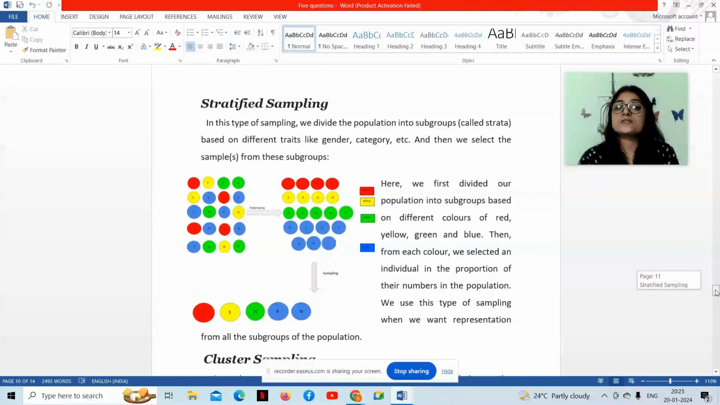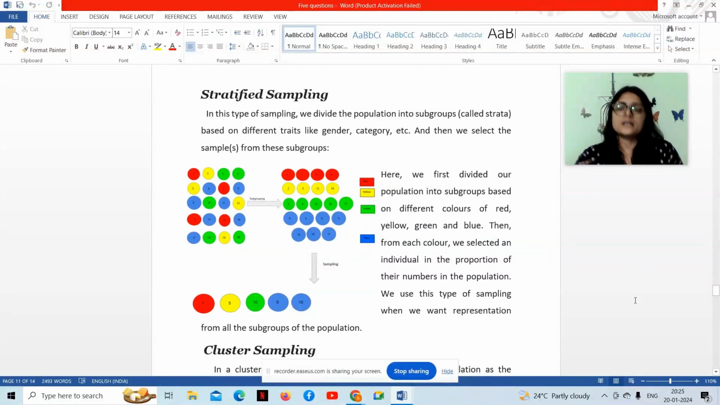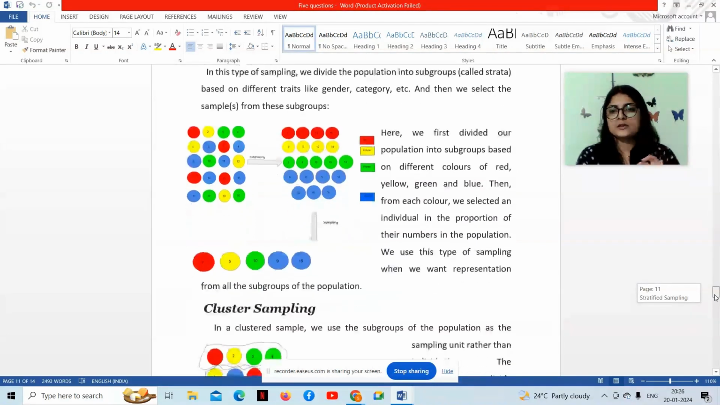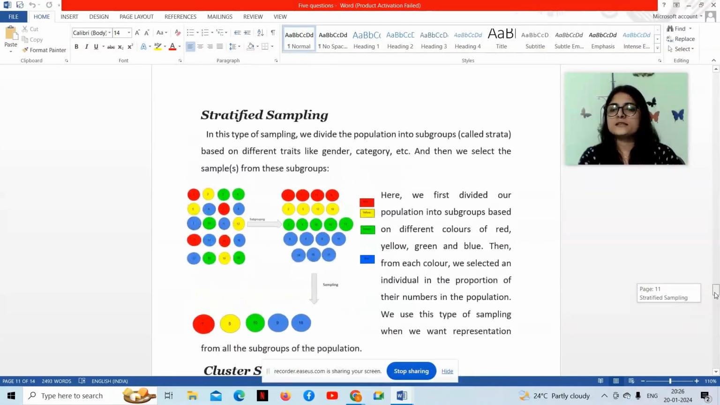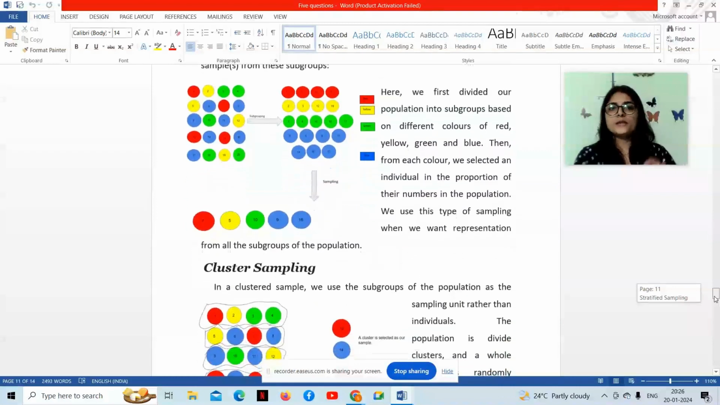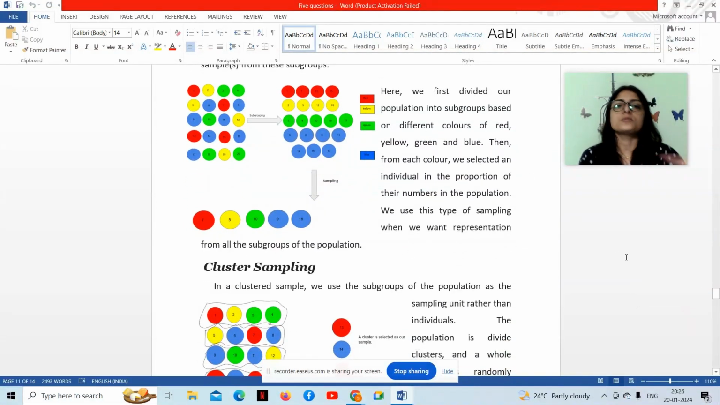Next, move to the stratified. Stratified sampling means dividing the population into groups based on the gender and based on the category. Suppose 100 people are there and we are dividing the sample on the basis of gender, like 50 male and 50 female, and then we are selecting from that particular subgroup. So basically in stratified sampling, we divide the population into subgroups.